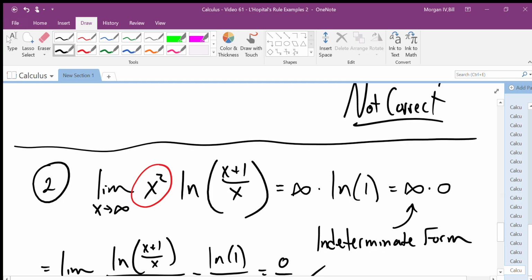But please don't think that infinity times 0 is always going to be infinity. It depends on the particular functions that were given here. If we just switch this from an x squared to an x, right, so instead of x squared here, I just put x, that's still infinity times 0, but the answer is no longer infinity. It's something different. Try that one on your own.